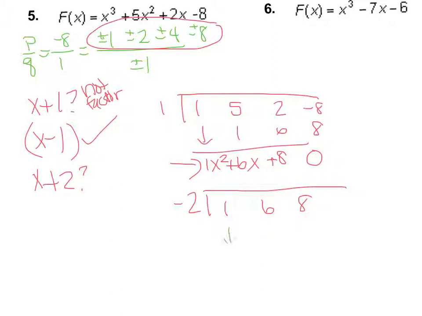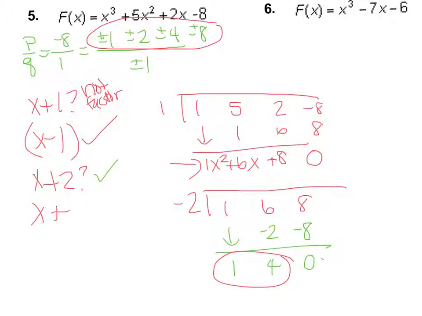So I'm going to bring down my 1. Negative 2 times 1 is negative 2. 6 minus 2 is 4. Negative 2 times 4 is negative 8. 8 minus 8 is 0. Since I got 0 here, that meant x plus 2 was a factor. And it also tells me that this is my last factor, x plus 4.